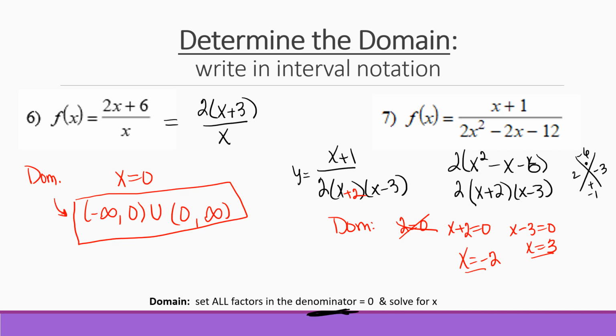So we are going to write our domain going from negative infinity, from the least to the greatest. So I'm going to go from negative infinity to negative 2, union. Now I have to go between the asymptotes, negative 2 comma 3, union, and then from 3 up to positive infinity. Make sure that those x values, those breaks in your domain, are in numeric order.